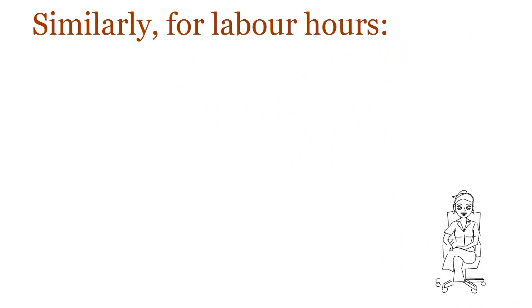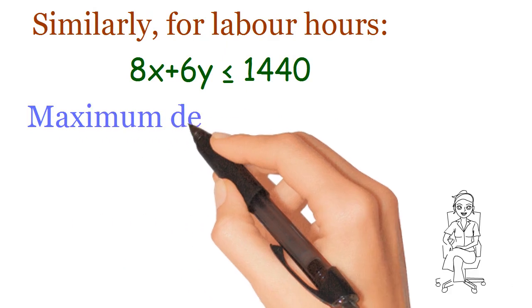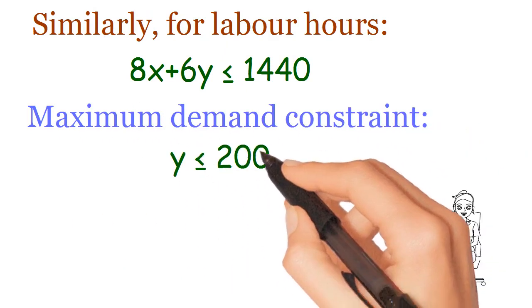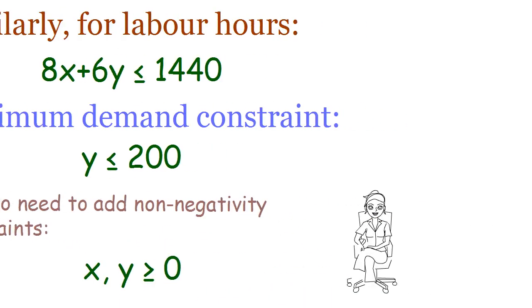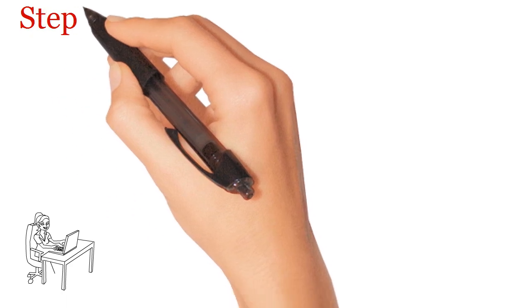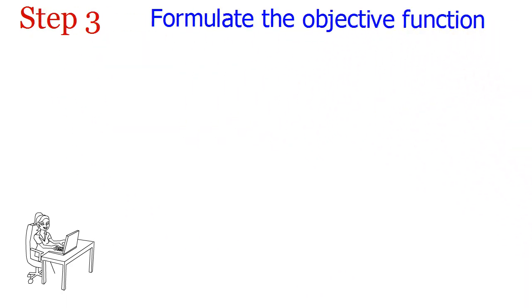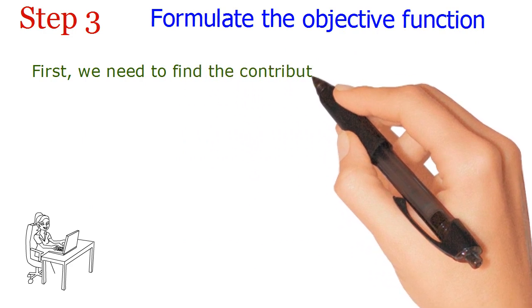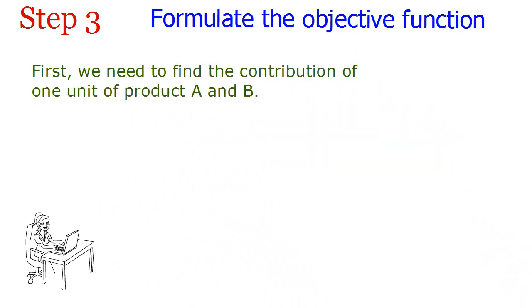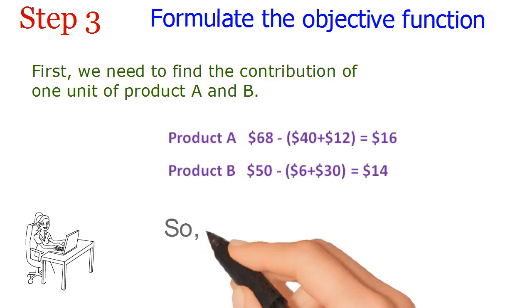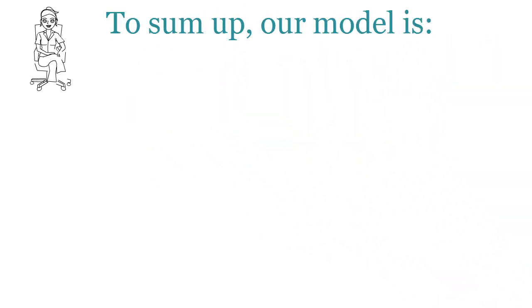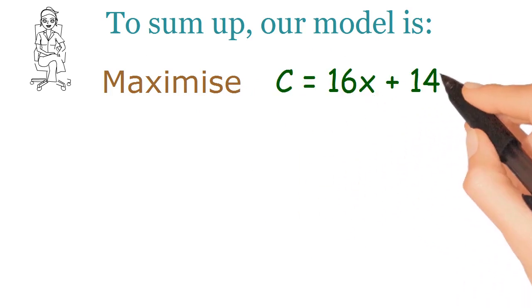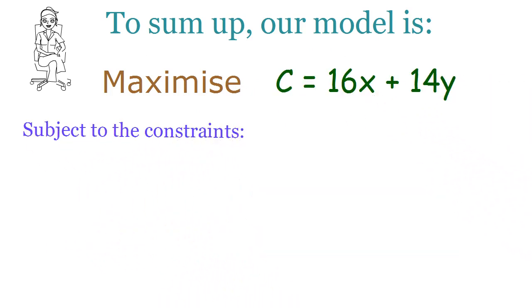Similarly, for labor hours, maximum demand constraint, we also need to add non-negativity constraints. Step 3. Formulate the objective function. First, we need to find the contribution of one unit of product A and B. So, the objective function is c = 16x + 14y. To sum up, our model is maximize c, subject to the constraints.